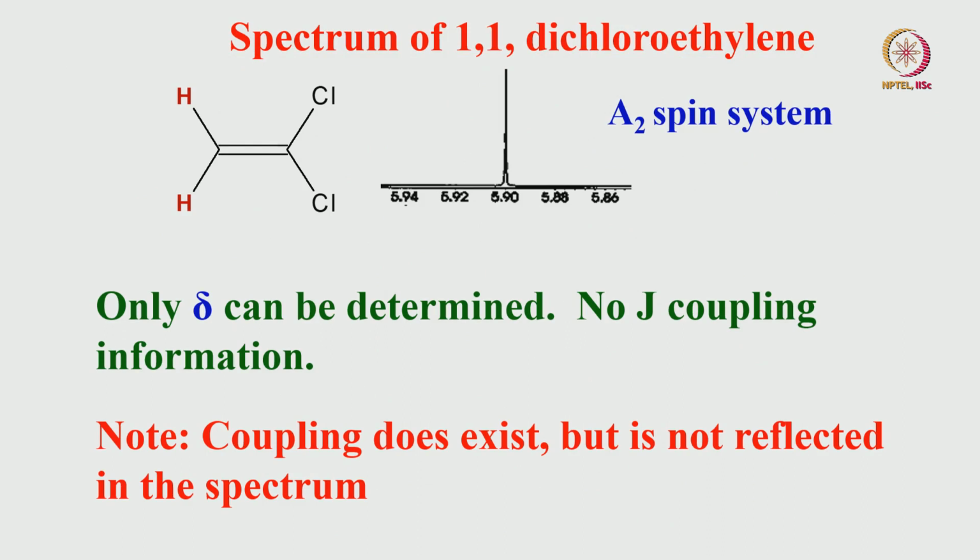This is what happens, and this is a classical example of an A2 spin case where the 2 protons are chemically equivalent, with no J coupling information and only a singlet, a single peak. So, these are the examples of A2.